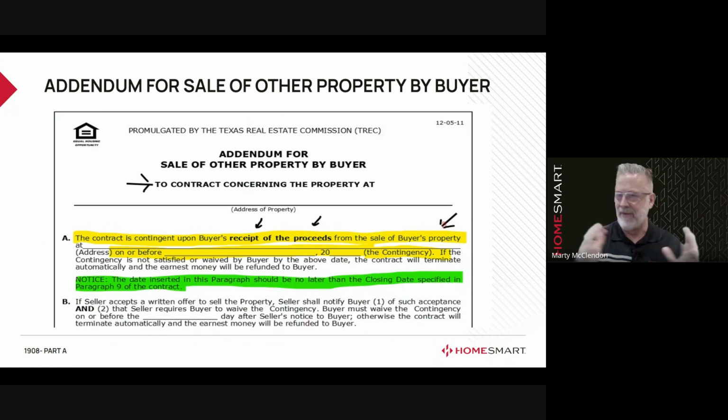And so then the seller goes, okay, great. If the contingency is not satisfied or waived by the buyer by the above date, the contract will terminate automatically and the earnest money will be refunded to the buyer. So from the buyer standpoint, if I don't get the proceeds by X date, my closing date or whatever date you put in here, I get my earnest money back.